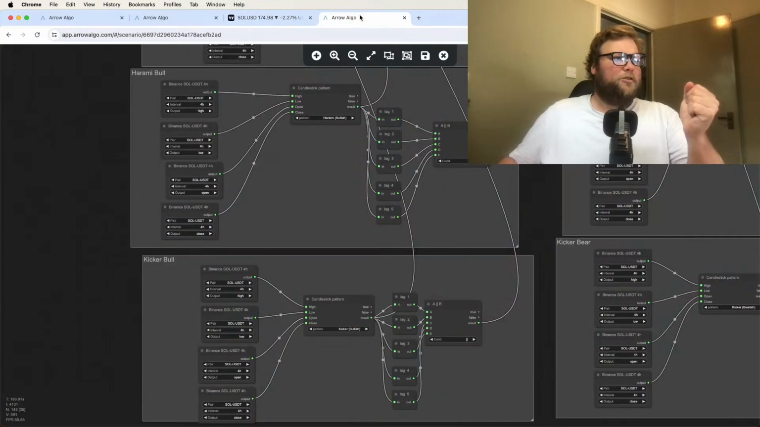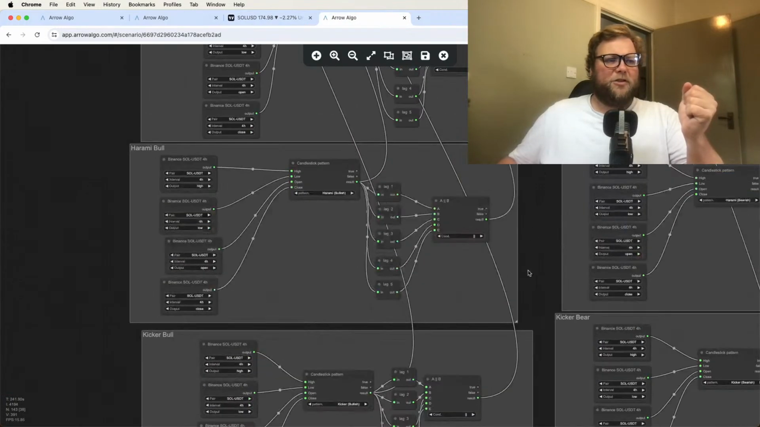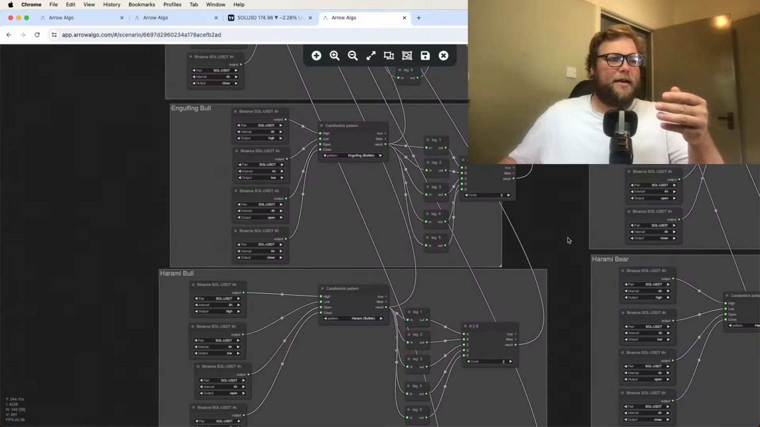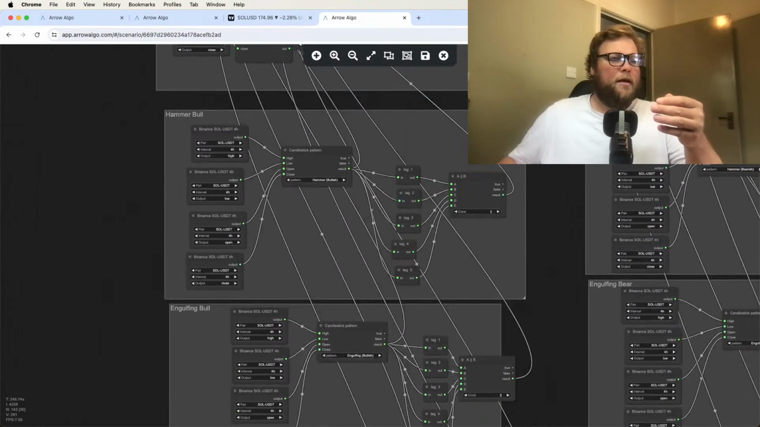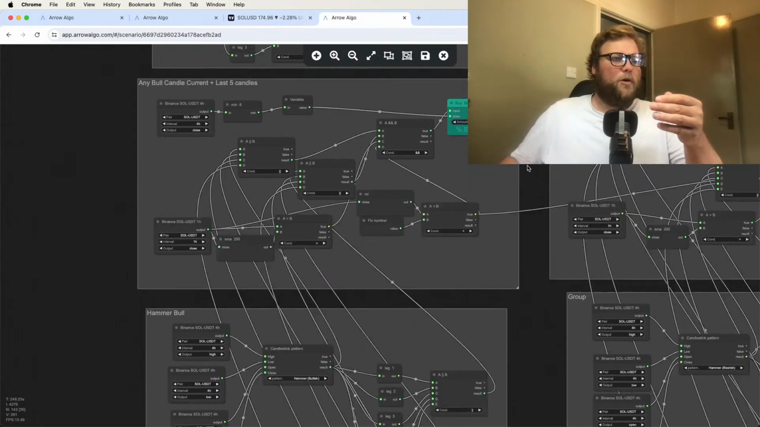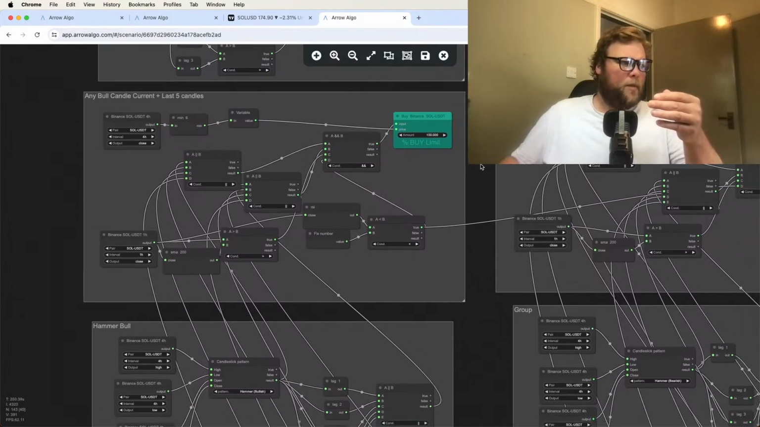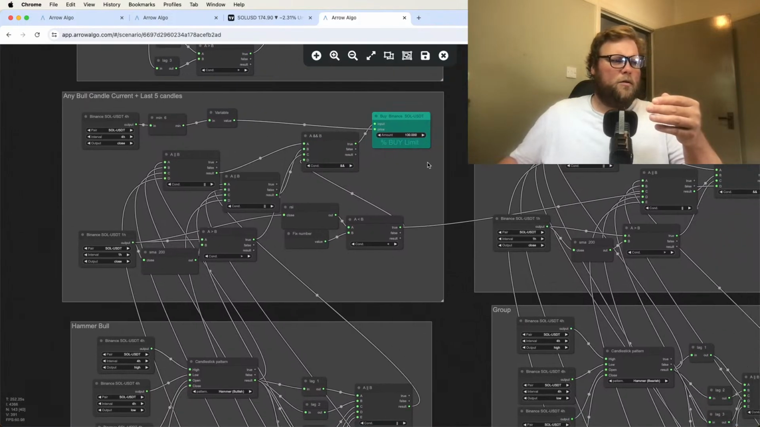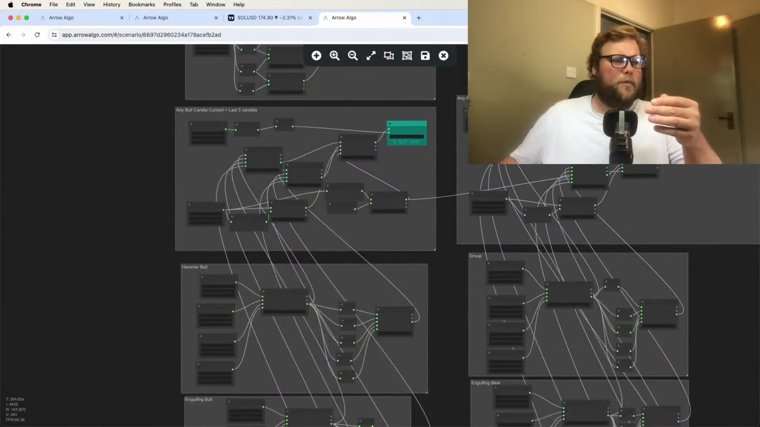But here with this strategy, again, we've managed to use this to automatically detect when these candlestick formations occur on the 4-hour chart, and then we're going to set buy orders when we see a breakout above those lines.